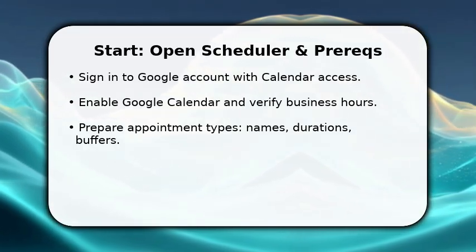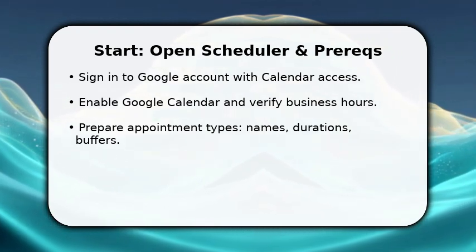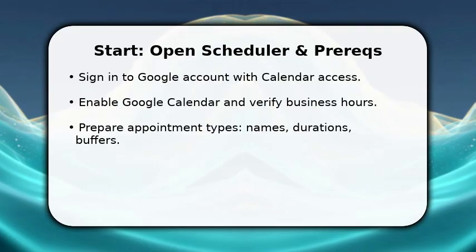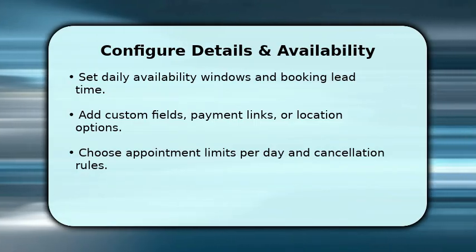Now move to configure advanced scheduling rules. Next, focus on the detailed configuration. Open an appointment type and set your daily availability, lead time, how far ahead bookings are allowed, and minimum notice. Then add custom questions or required information fields so you collect what you need at booking.